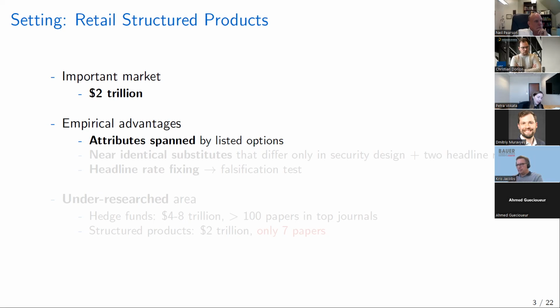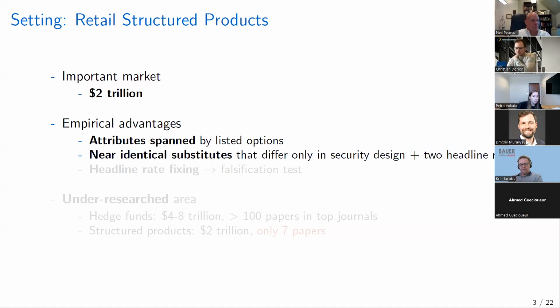Another nice feature is that banks in this market offer what I call near identical substitutes. In a given month, a given bank may offer a menu of securities which are going to have the same maturity, linked to the same underlying, but they will differ in their security design, and they will also differ in these two headline rates they offer to investors.